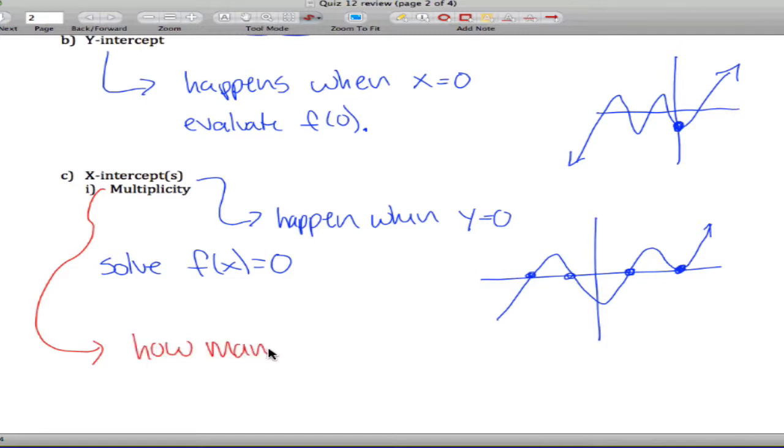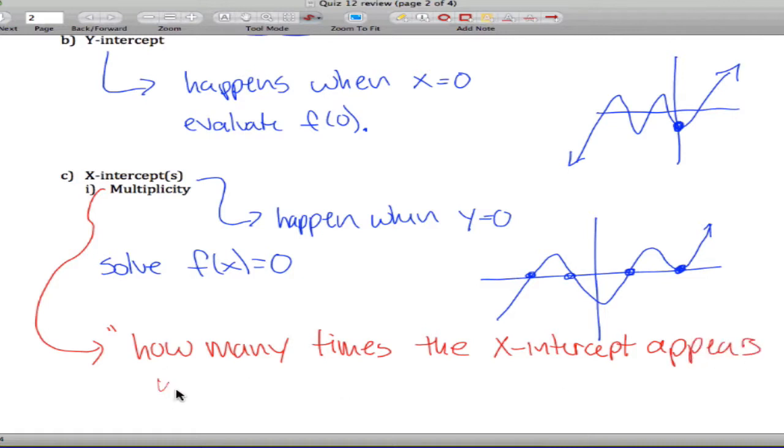The multiplicity is, very informally, how many times the x-intercept appears when solving. That might make no sense now. I think when we actually do an example, you'll see what I'm talking about: you can get solutions, the same number, that happens several times when you're solving this equation.